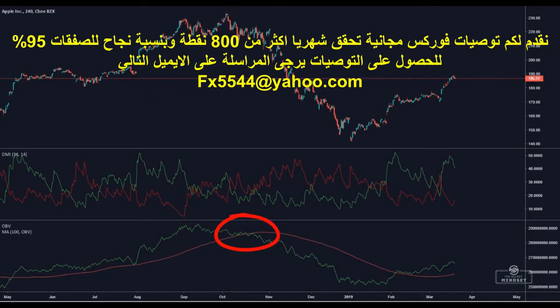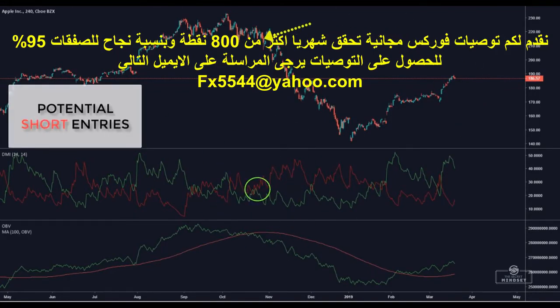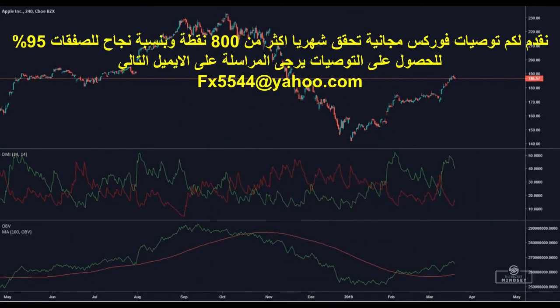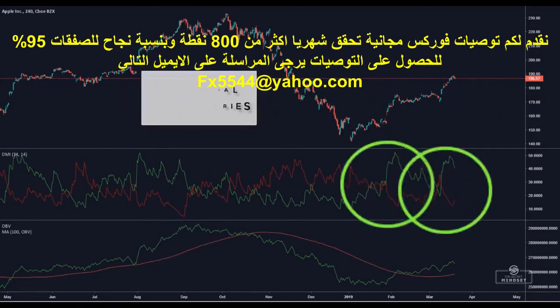After the OBV and the 100 simple moving average crossover, we switch to bearish setups. We have a short entry here, and another one here, and a choppy trade here. The momentum switched to the upside, and we start searching for long entries. Here's our first buy signal around this area, and another entry here, and we're currently in bullish mode.